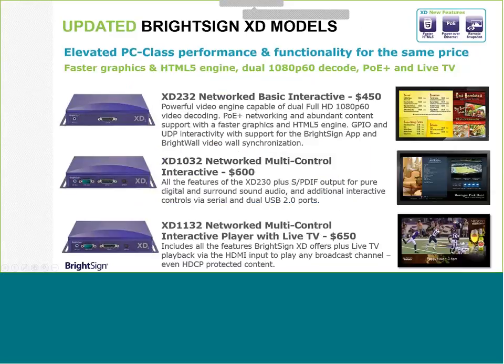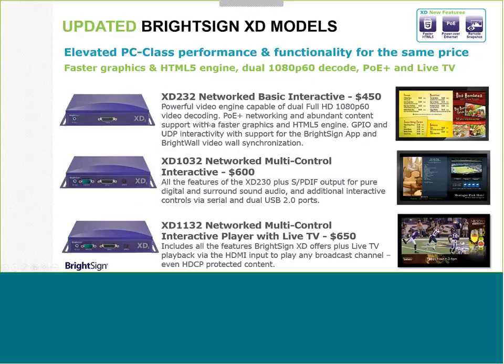The XD models, again, we also have 3 models, starting at $450, going up to $650. Again, the $650 model, the 1132, has HDMI in, so it has the capability of playing live TV. You see down in the bottom right corner an example of how you can utilize digital signage with live TV and advertising wrapped around it. That's what you can do with the 1132. Again, all HDCP compliant, so capable of taking a live feed from cable or satellite boxes.